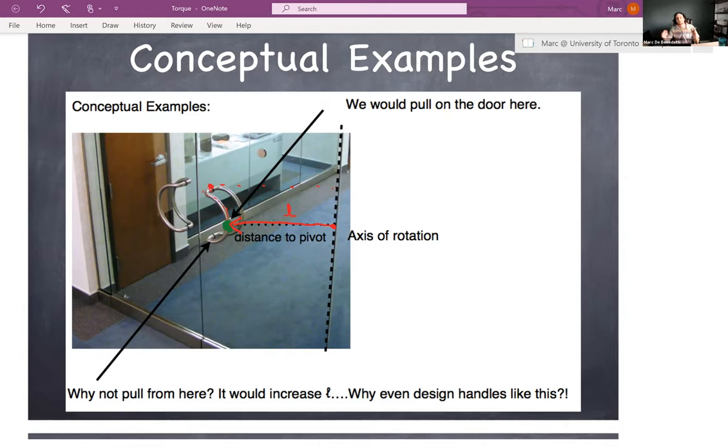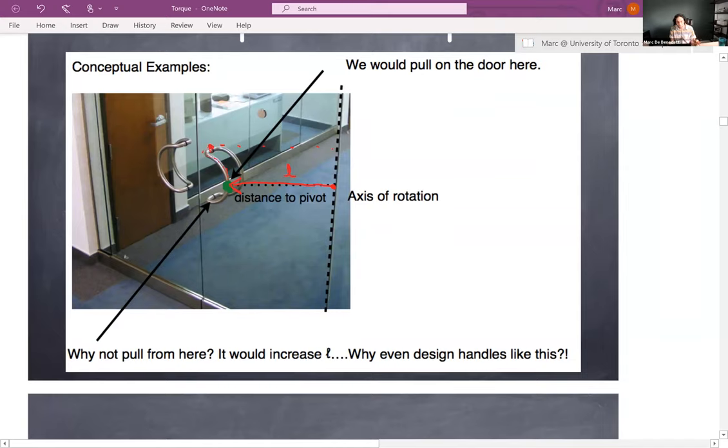I cannot stress this point enough. The specific geometry of the shape does not matter. And this point will become clear as we do more conceptual examples. But I want to introduce the concept now. The specific shape of the object does not matter. Yes, the door handle is connected to the glass farther away than where you pull from. That does not matter. The lever arm is the distance between where the axis of rotation is and where you apply the force. Period. End of story.